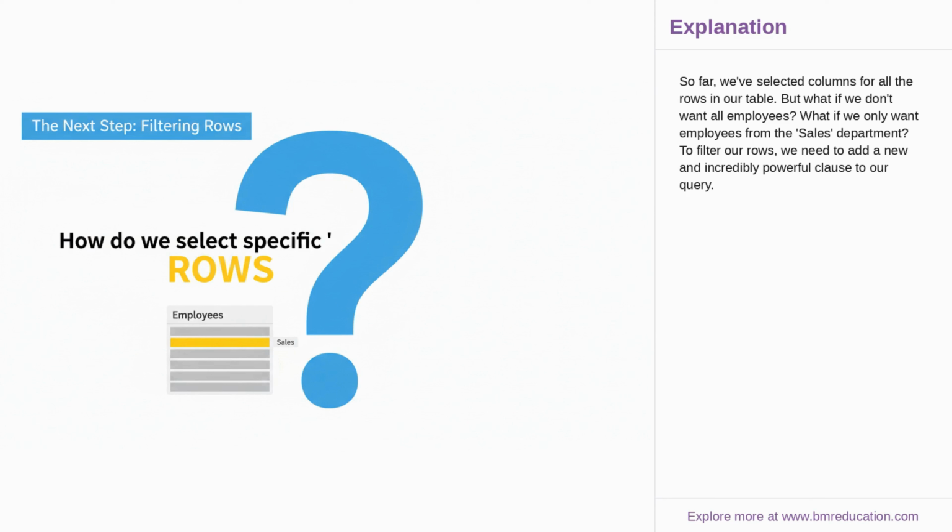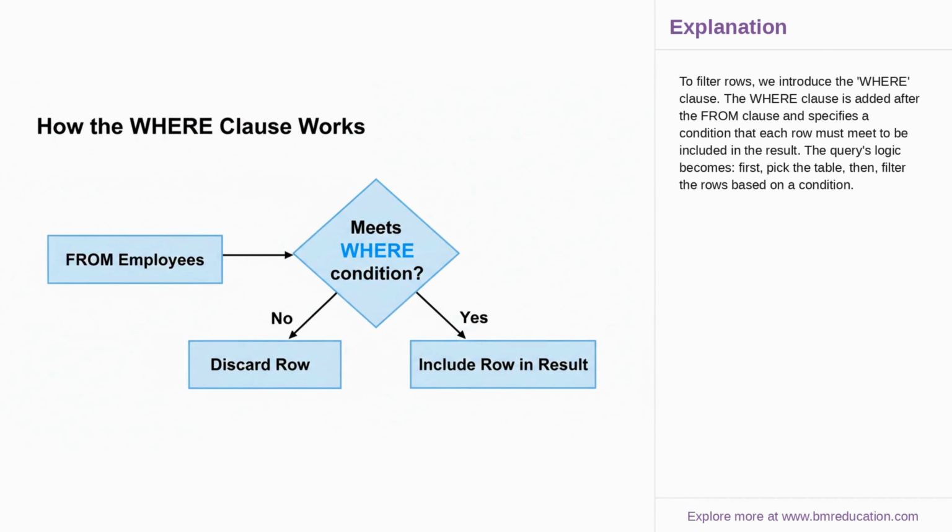So far, we've selected columns for all the rows in our table. But what if we don't want all employees? What if we only want employees from the sales department? To filter our rows, we need to add a new and incredibly powerful clause to our query. To filter rows, we introduce the WHERE clause.